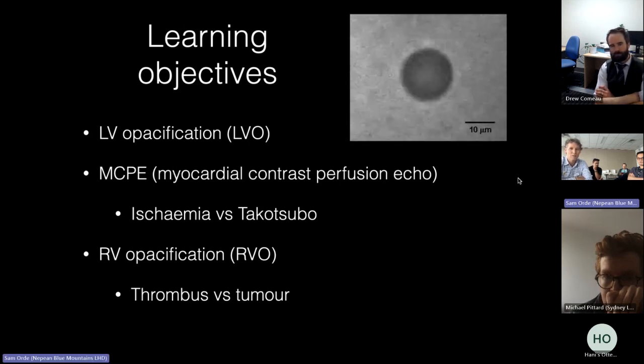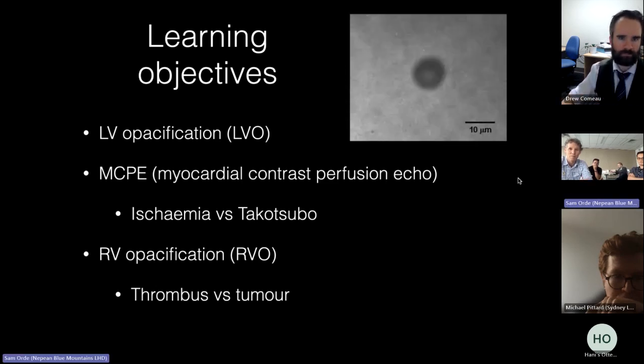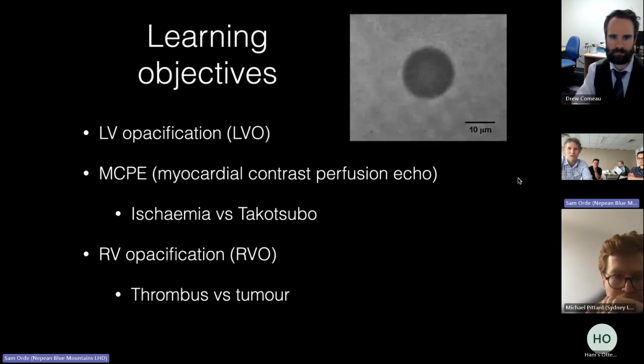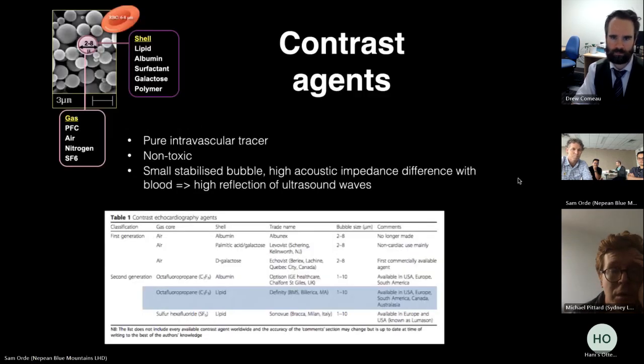Another off-label use is the potential to try and differentiate a thrombus from a tumor. And that can be done by looking at blood flow within a structure. Particularly, we can look at that for RV opacification when we get blood clots in right ventricles. And I'll try and show an example of those.